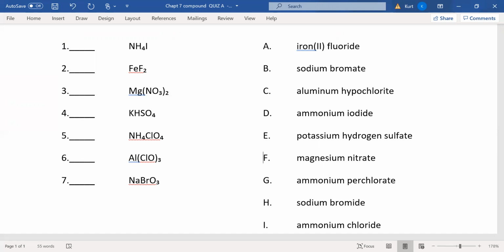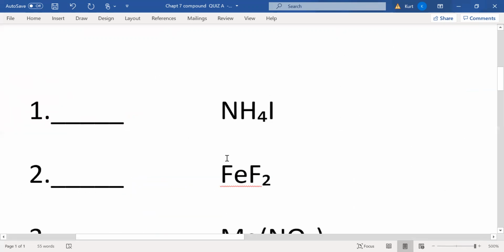Another minute or so. All right. I bet you guys can name most of these without even the list on the right. Let's look at that first.